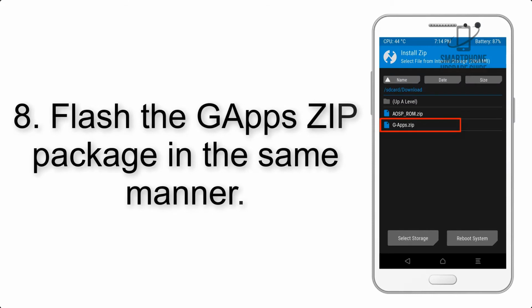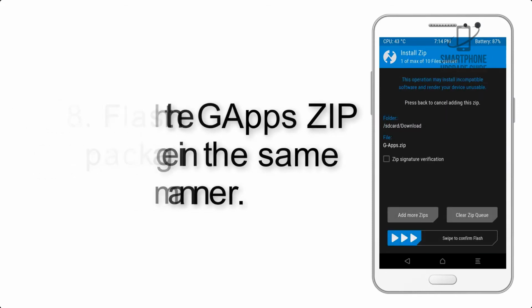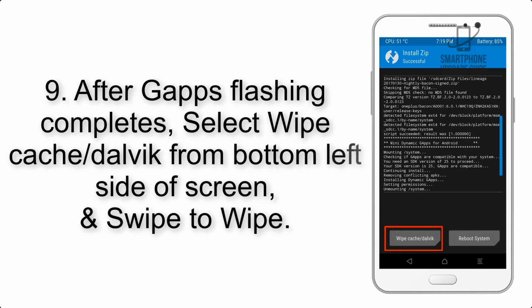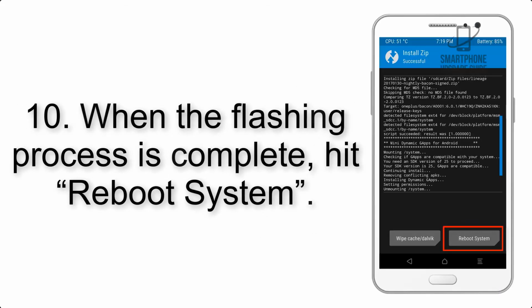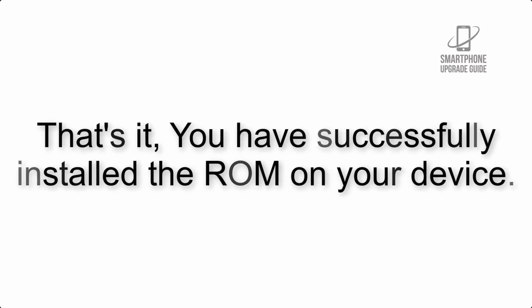Step 8. Flash the G-apps zip package in the same manner. Step 9. After G-apps flashing completes, select Wipe Cache and Dalvik from the bottom left side of the screen, and swipe to wipe. Step 10. When the flashing process is complete, hit Reboot System. That's it, you have successfully installed the ROM on your device.